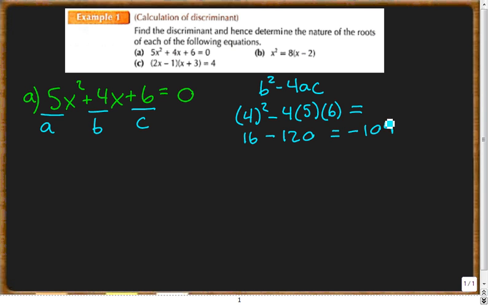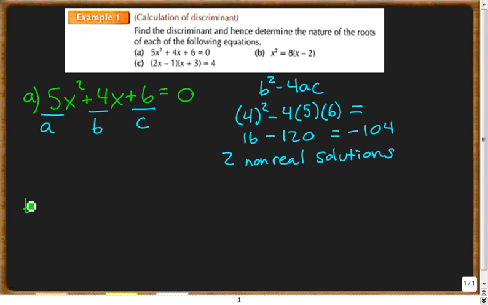So right now, we have a discriminant that is negative. Now, a negative discriminant means that we are going to have two imaginary answers or non-real answers. So these are non-real solutions, and there are two of them.